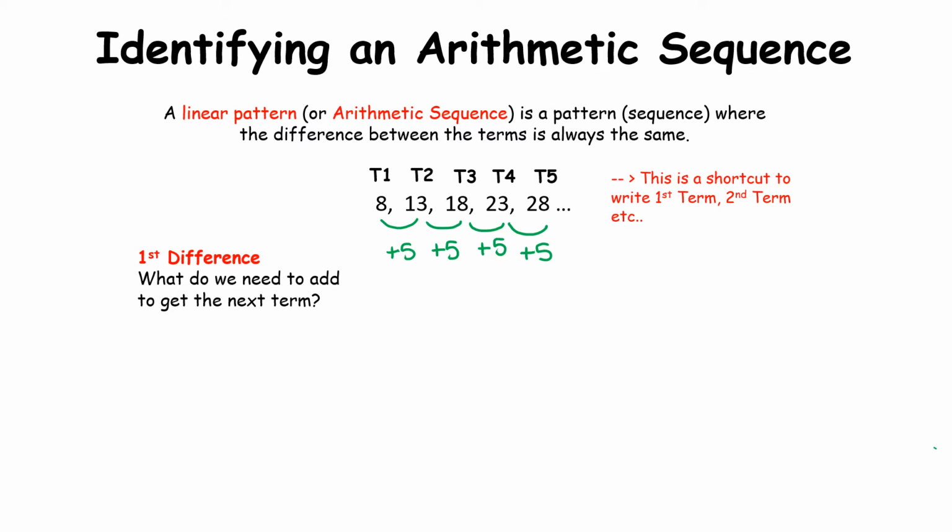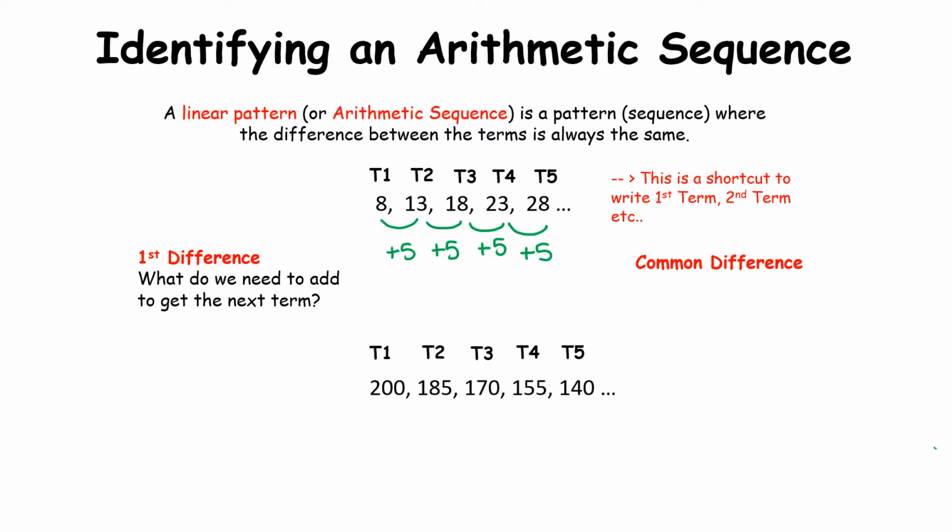And because that is the same, we call that the common difference. So it has what we call a common first difference. And that is how we identify an arithmetic sequence. If a sequence has a common first difference, then it must be an arithmetic or linear sequence. Let's take a second sequence.